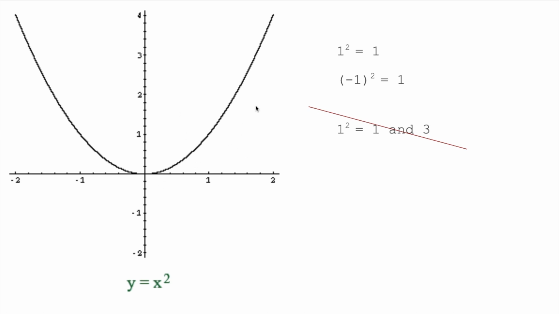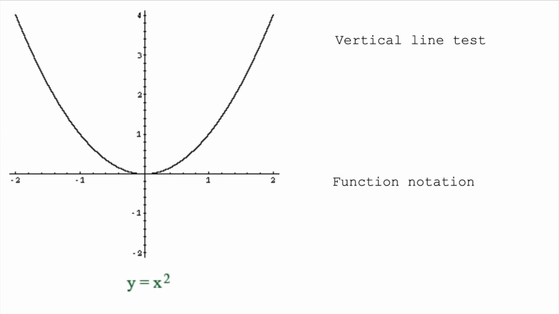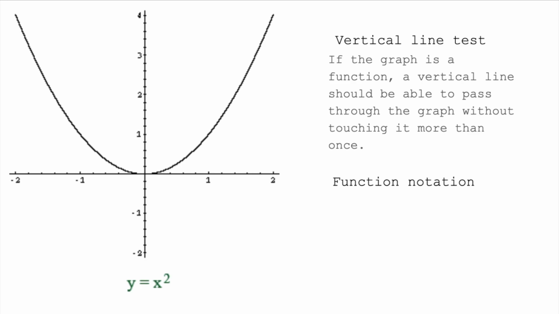This is what the vertical line test is getting at. The vertical line test is a way to test if a graph is a function. If you pass a vertical line through the graph, it should only touch it once. All it's really testing is whether or not one x has more than one y. It sounds fancy, but it's really just a test for the basic definition of a function.